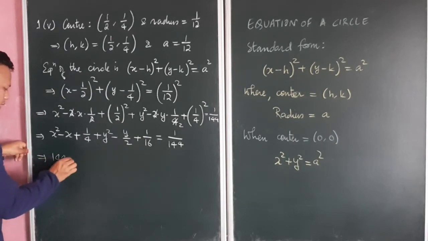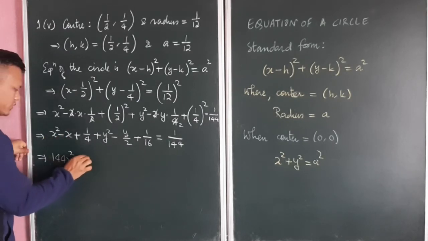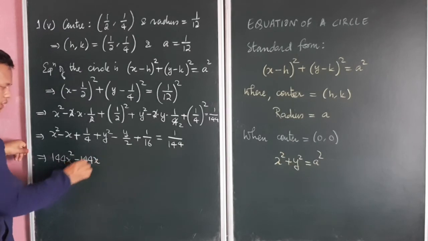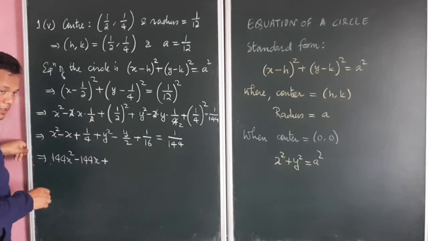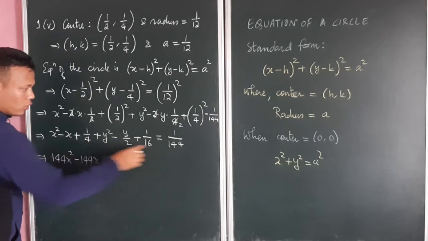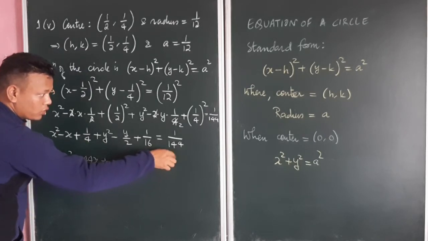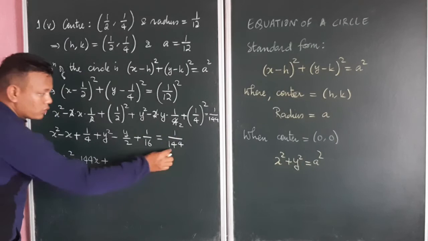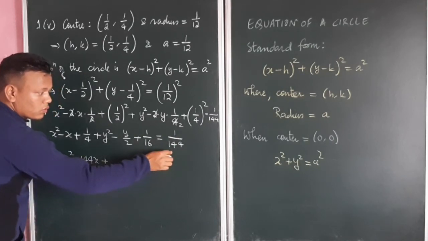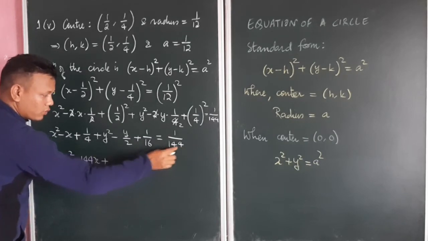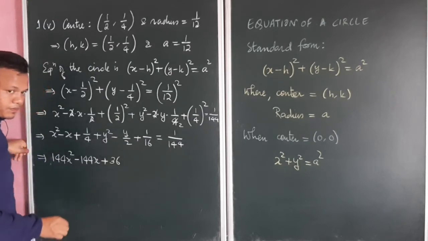We get 144 x square minus 144x plus 1 by 4 into 144. So 144 and 4 get cancelled. 4 ones are 4, 4 threes are 12, 4 sixes are 24, so this will be 36.